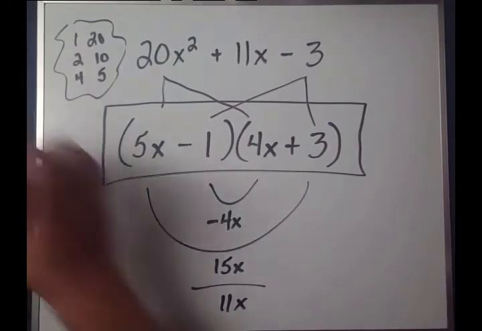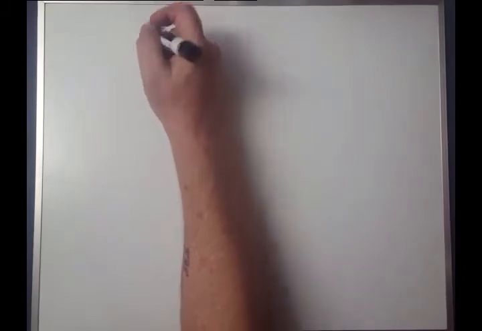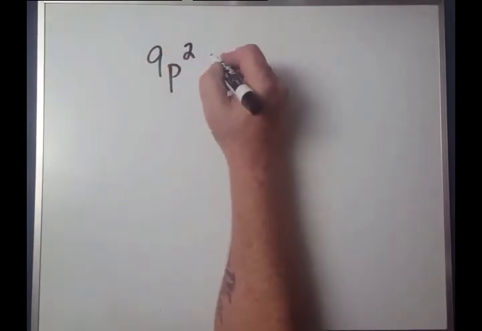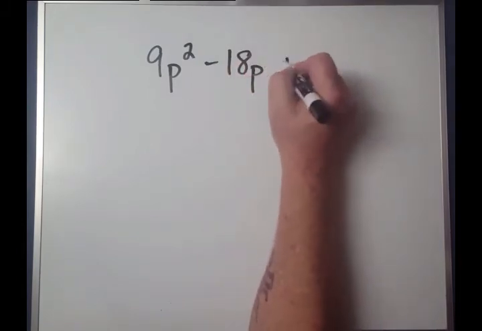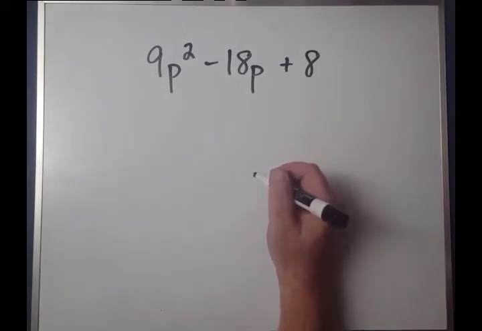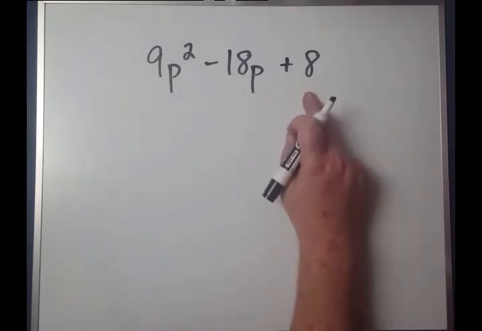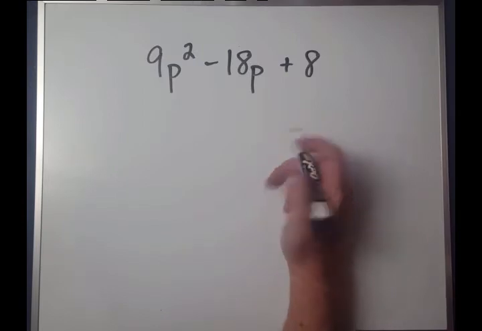Number 34. Check for greatest common factor. Nope. 9 is nothing but 3 times 3. 3 won't divide into 8. And so there's no common factor I can factor out other than 1.